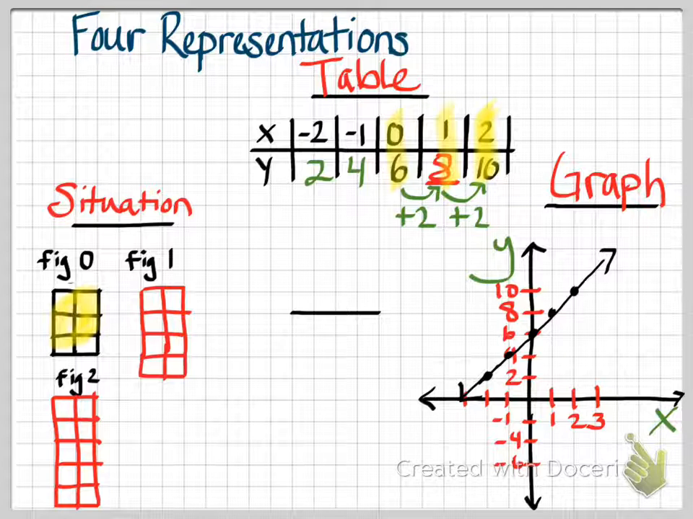So figure 1 having 8 tiles, in the table it should have 8, and in the graph it should have 8. All 3 of them match.